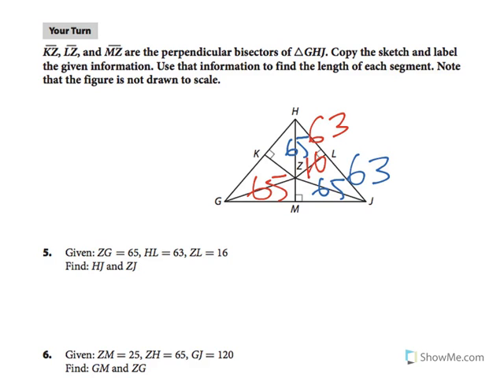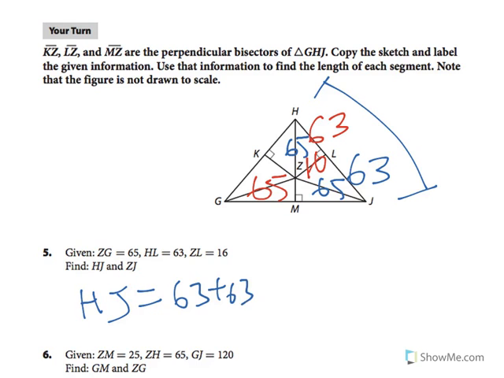So now we're looking for HJ. So from H to J, that means that is from here to here. So then it's 63 plus 63. So then it would be 126. And we're looking for ZJ. So from Z to J, we know that is this distance here, so it would be 65. Right, let's go on to number 6. I'm going to erase my drawing.